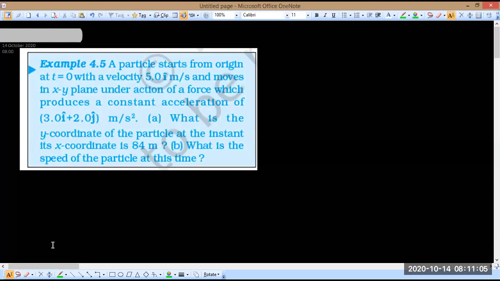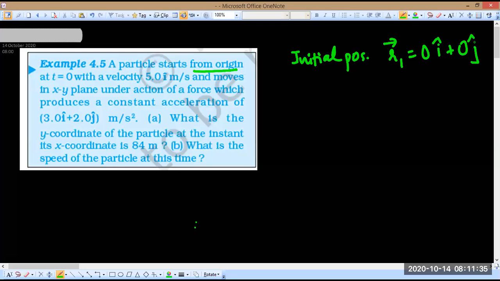Now, here is the next question that we are going to solve, Example 4.5. It says that a particle starts from origin. So what is the initial position? It is 0 i caret and 0 j caret. If you want, you can also write this as 0 comma 0.